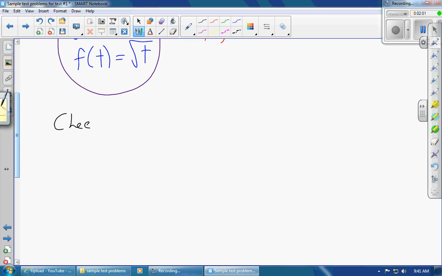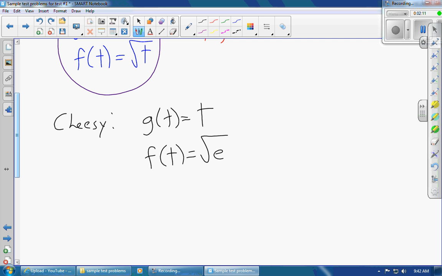Here's a real cheesy way to do it. You can say let g of t be the identity function, just t, and then we're going to let f of t equal the whole function, square root of e to the t. Compose those and you'll see that it works, but it's kind of cheesy. g isn't doing anything, f is doing all of the lifting, so we really haven't accomplished anything, but anyway, that works.